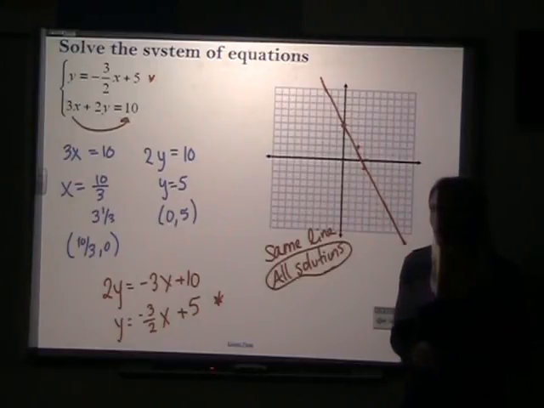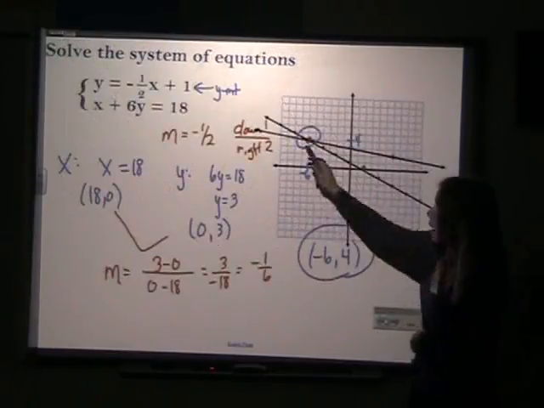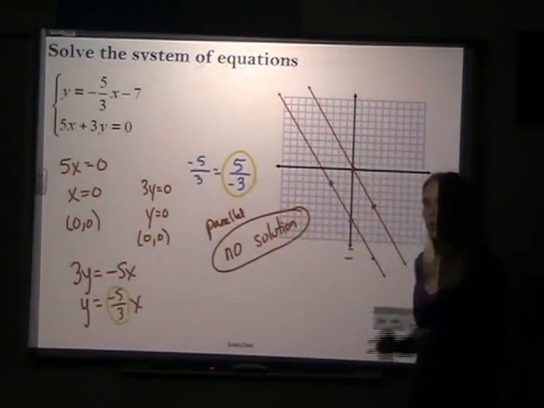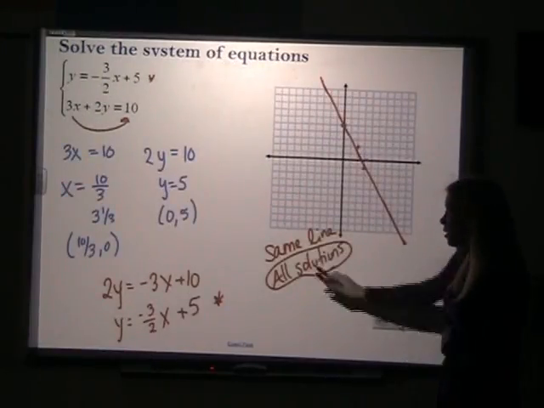Okay, so those are 3 different examples. One where you have a point, I find that. One where I have parallel lines, no solution. One where I have the same line, that is all solutions.